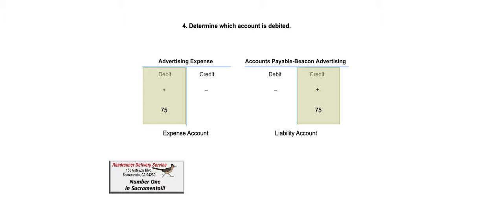4. Determine which account is debited and for what amount. Since advertising expense is increased and it is an expense account, it must be debited for $75. 5. Determine which account is credited and for what amount. Since accounts payable Beacon Advertising is increased and it is a liability account, it must be credited for $75. You can see from the completed T accounts how to apply the rules of debit and credit to a transaction involving an expense account and a liability account. Let's look at another transaction.